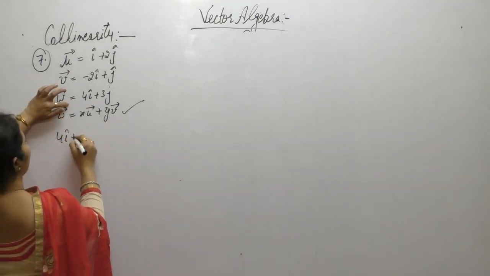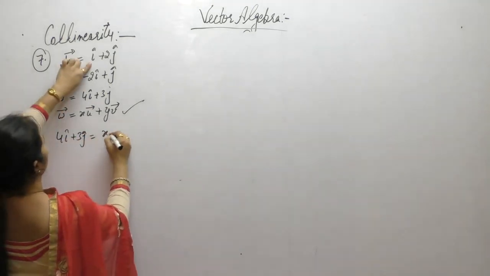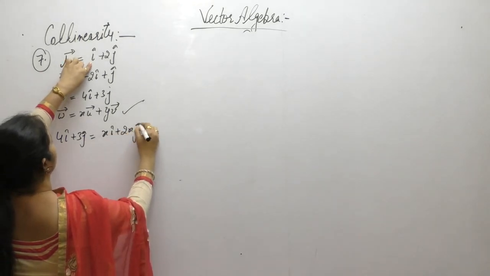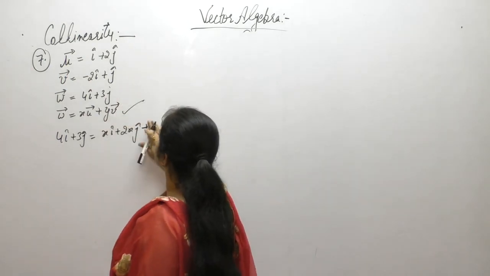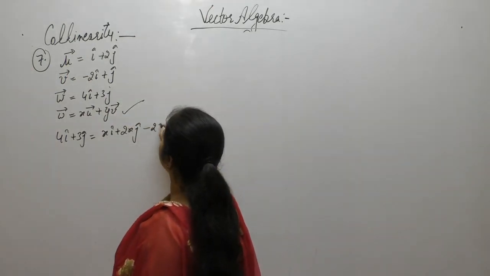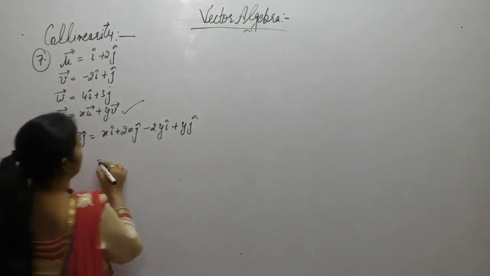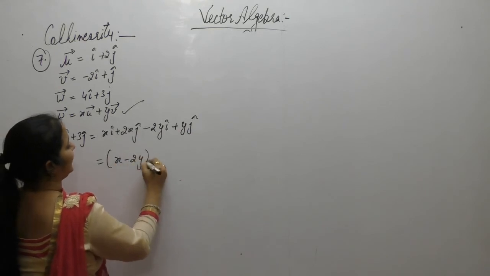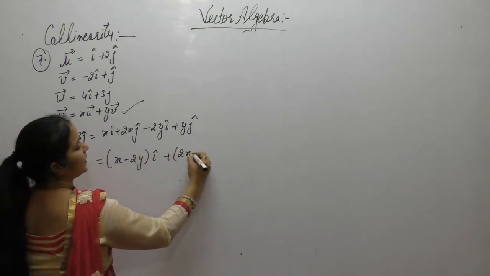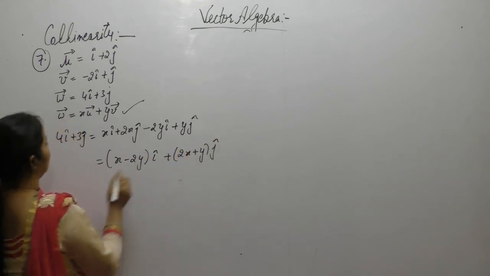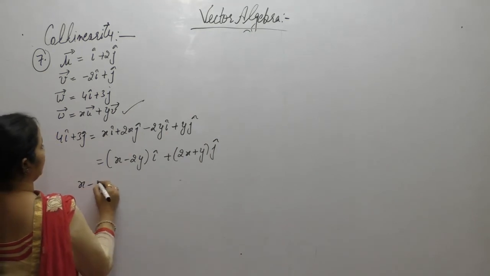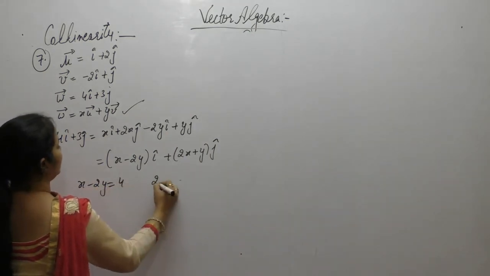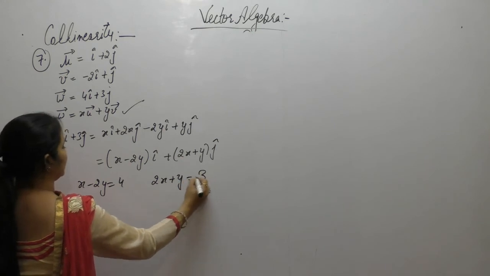W vector 4i plus 3j equals x u: xi plus 2x j, plus v vector multiplied by y: minus 2y i cap plus y j cap, that is (x minus 2y) i cap plus (2x plus y) j cap. Equate the same components: x minus 2y is 4 and 2x plus y is 3.